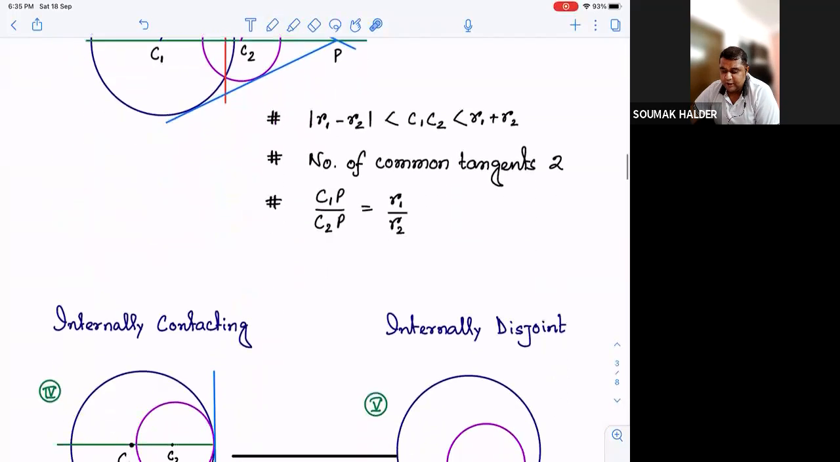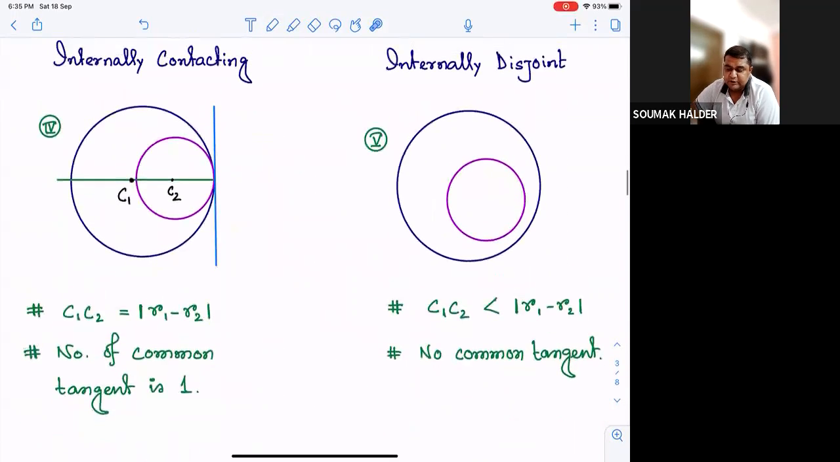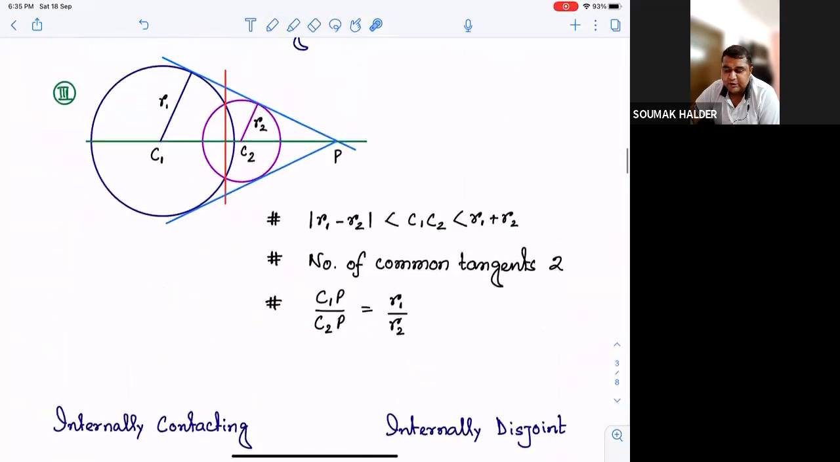Next, internally contacting is the fourth one, and internally disjoint is the fifth one. When we are considering internally contacting, now you can identify C1C2 is nothing but R1 minus R2. This complete is R1. From there, if I subtract R2, that gives us the distance. So this time, the distance of the centers is modulus of R1 minus R2. And in the intersecting position, the distance was more. So that is why we can mark in the intersecting position, distance of centers more than the difference of the radii, but less than the sum of the radii.